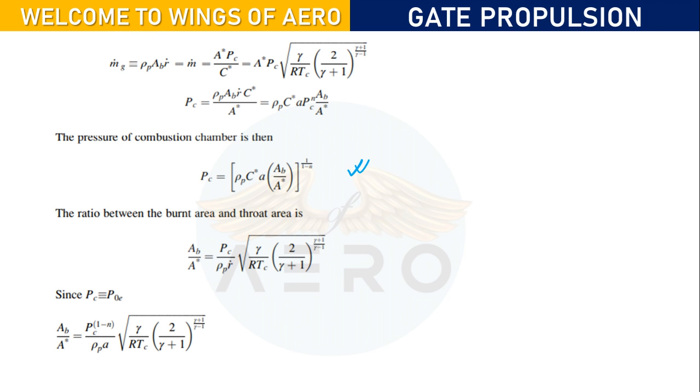This is a very important formula. This one represents that chamber pressure can be expressed as a function of the area ratio of the burning surface to A star, which means the nozzle throat cross section, for the given propellant. Clear? Have you noted down?